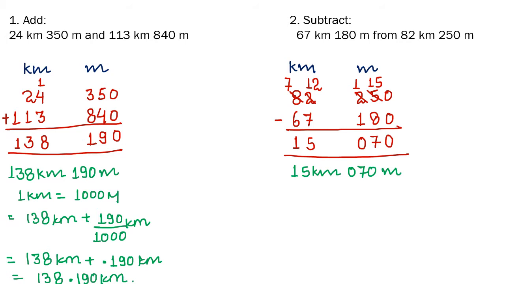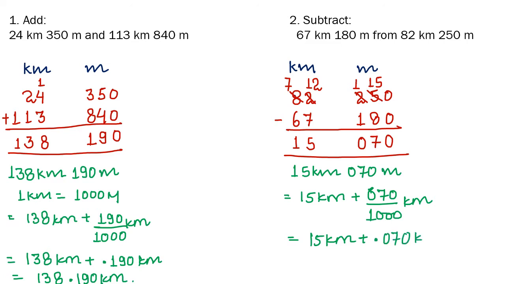Now again we have to convert this into kilometer. So divide 70 by 1000. It will be equals to 15 kilometer plus 070 upon 1000 kilometer. So 15 kilometer plus we have to place a decimal before this 0. So it will be 0.070 kilometer, which will be 15.070 kilometer.